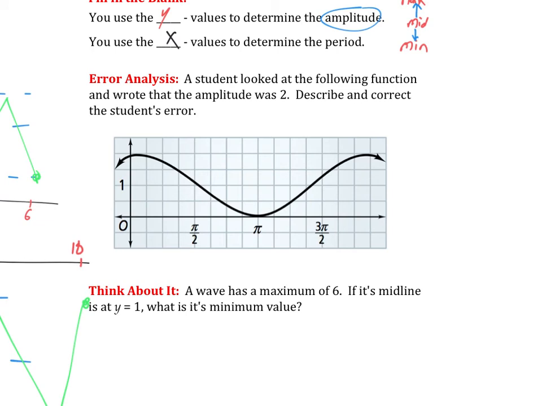Let's see, error analysis. A student looked at the following function and wrote that the amplitude was 2, like a hooligan. Describe and correct this student's error. So it looks like the maximum value here is 2 and the minimum value is 0, which means the midline is 1. Well, amplitude by definition is just the distance between the middle and the max, or the middle and the min. So the amplitude should actually be 1. My guess is that this student, like a hooligan, went the distance from the minimum to the max, which is not going to be the amplitude.